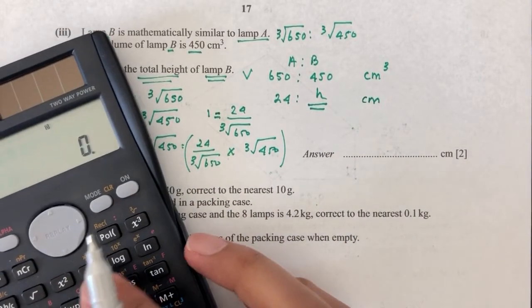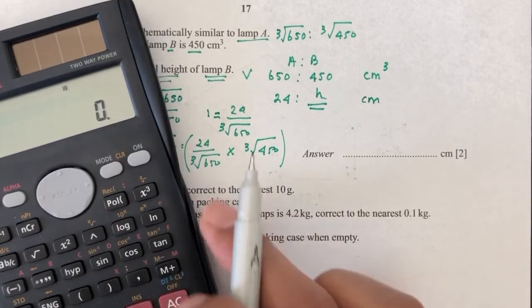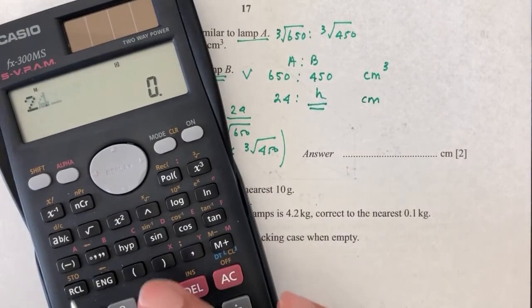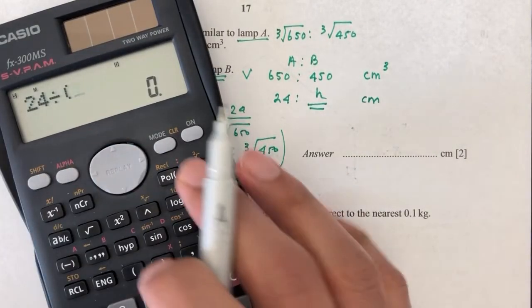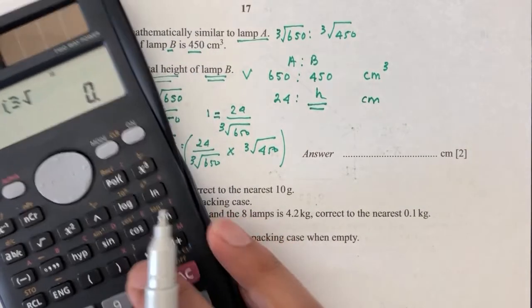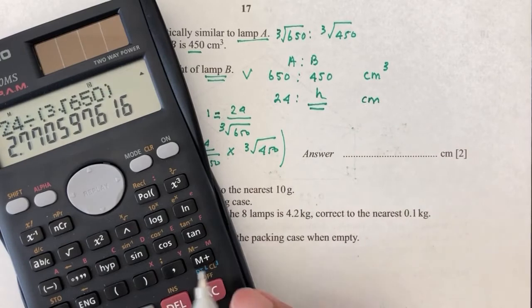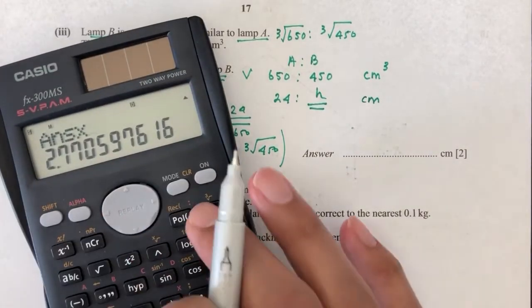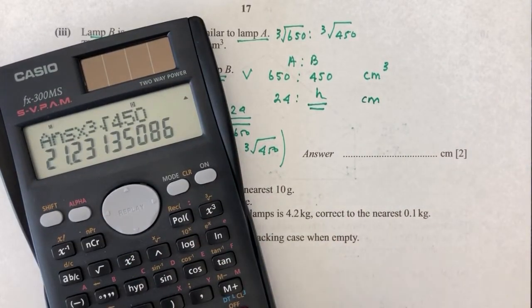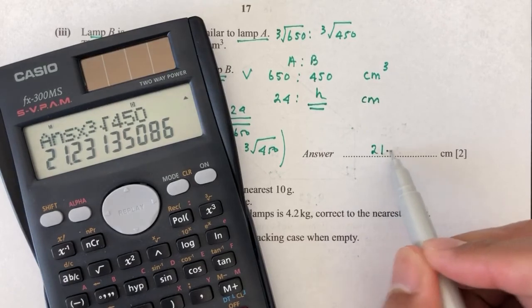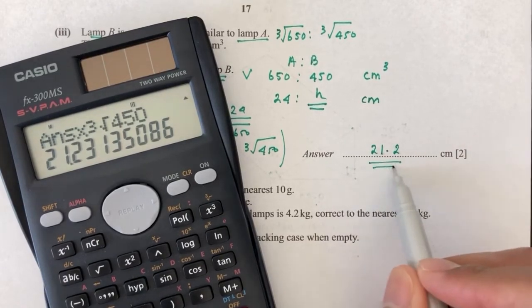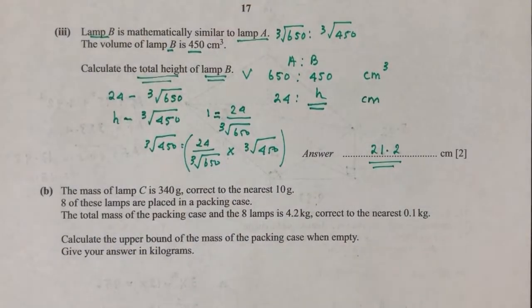Let's solve this to find the value of H. Okay, we can use our calculator here. We have 24 divided by cube root of 650, times cube root of 450. That will be 21.2 for the height of lamp B.